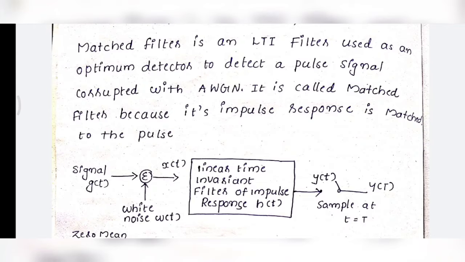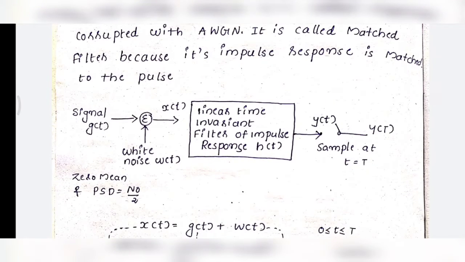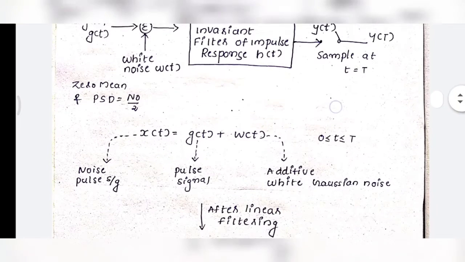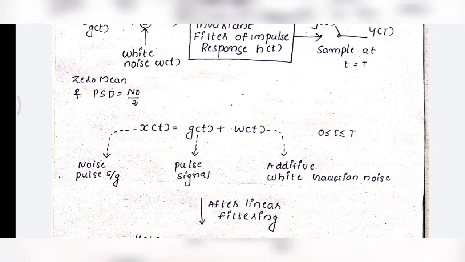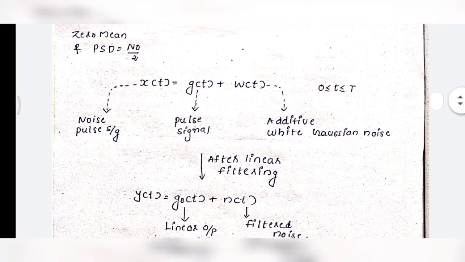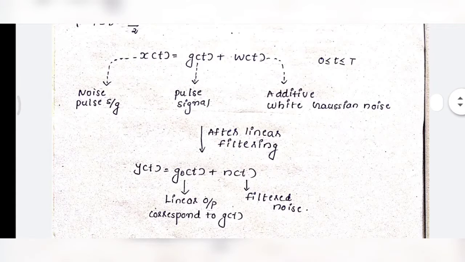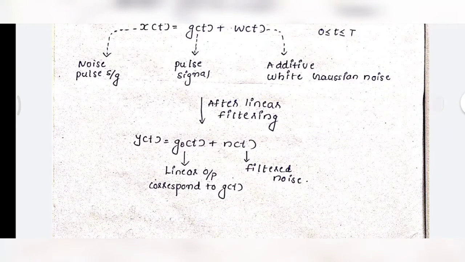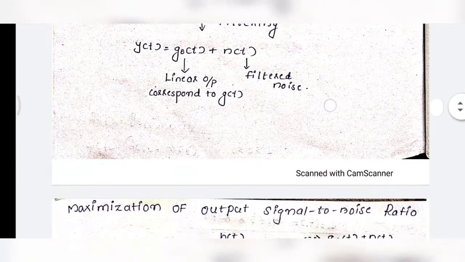So the first equation of the matched filter is the input of the LTI filter, denoted as x of t, which is equal to g of t plus w of t. Here w of t is the additive white noise, g of t is the pulse signal. So the input of the LTI filter is a noisy pulse signal. After linear filtering, we get y of t, that is equal to g naught t plus n of t. Here g naught t is the linear output corresponding to pulse signal g of t, and n of t is the filtered noise. And the purpose of the matched filter is to maximize the output signal to noise ratio.